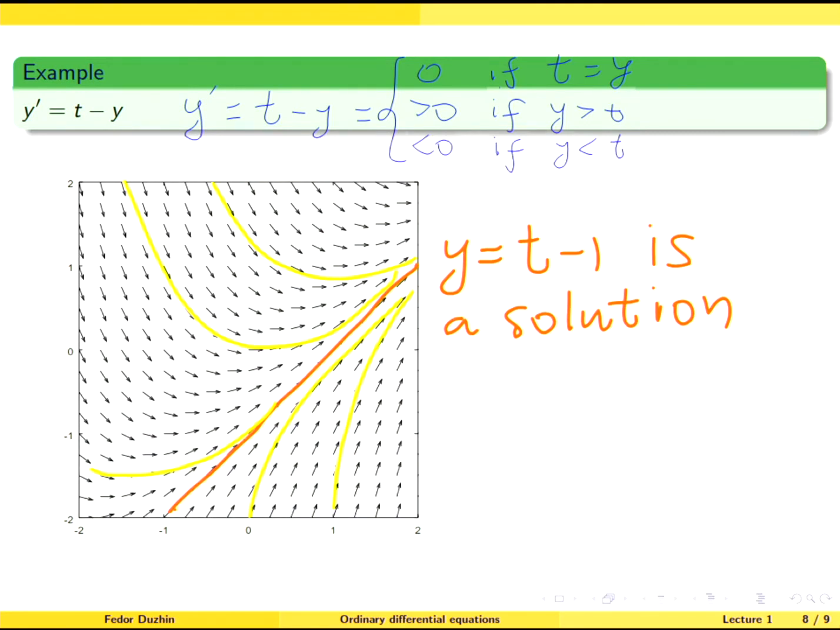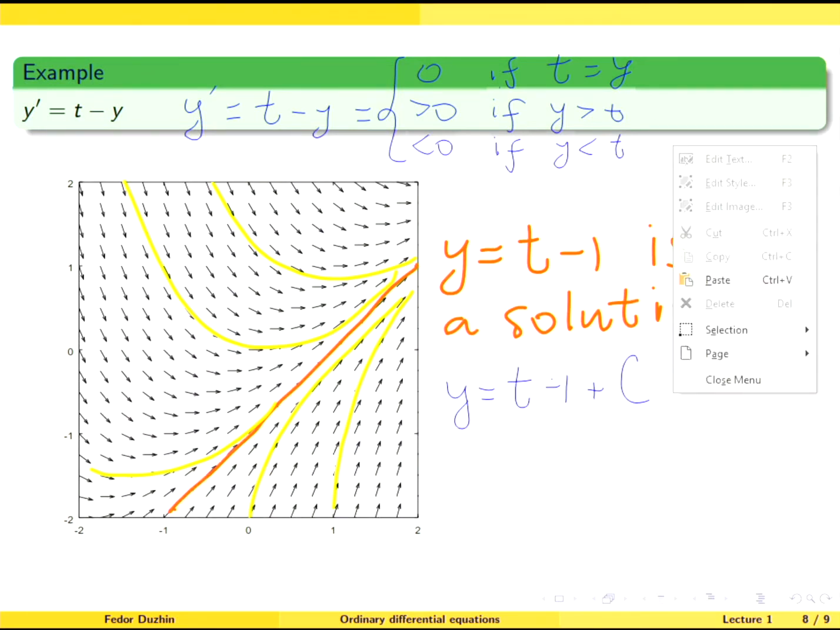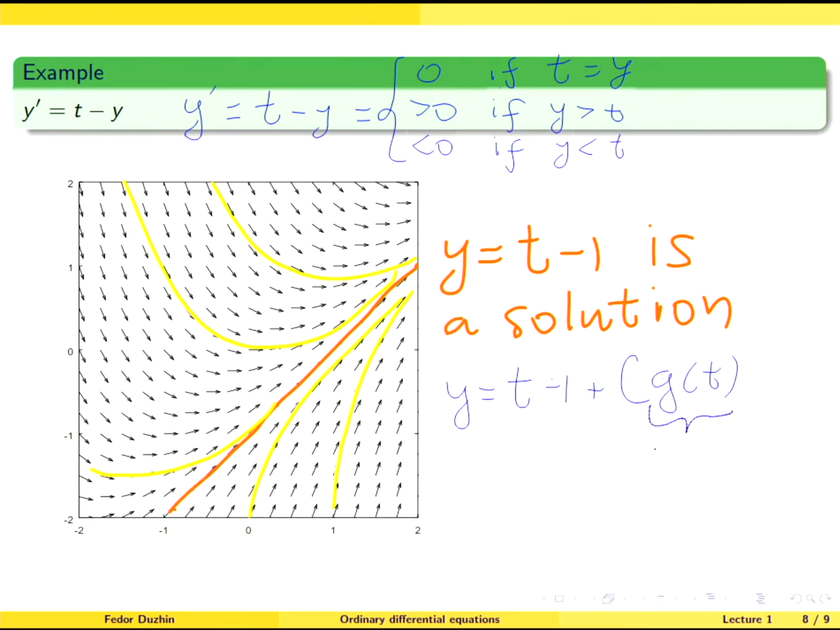that the general solution of this differential equation looks like t minus 1 plus some constant times, well, some specific function. Let me denote it as maybe g of t, while this g of t approaches 0 as t approaches infinity.